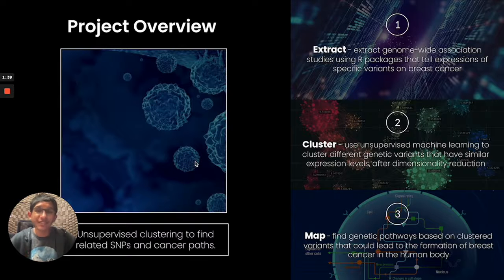My research aims to fix these underlying issues by using unsupervised clustering to find specific related SNPs and their underlying genetic pathways. In essence, there are three main components. First, extracting the important genetic information from genome-wide association studies that tell the expression of specific SNPs on breast cancer, then clustering specific variants based on whether they have similar expression levels, and then mapping the variants that were clustered together into genetic pathways that can lead to the formation of breast cancer.